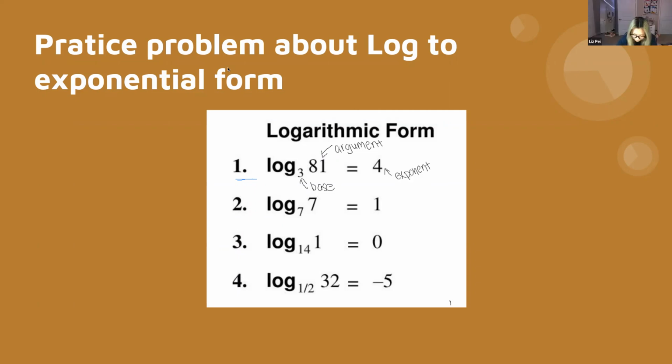So if you change it into exponential form, you will have 3 to the 4th power equals 81. So that'll be how you do it. And then let's look at another one. This one's kind of easy because any number to the first power is that number. So 7 to the first power equals 7.